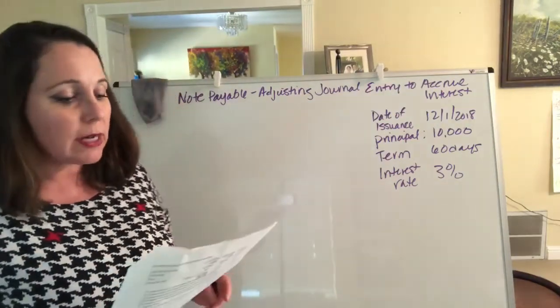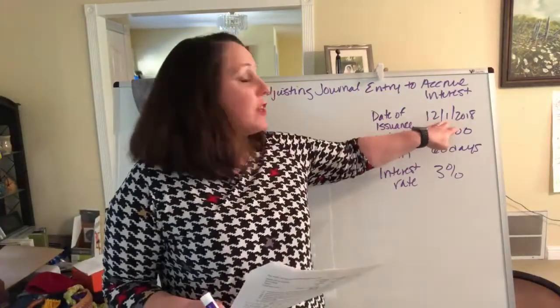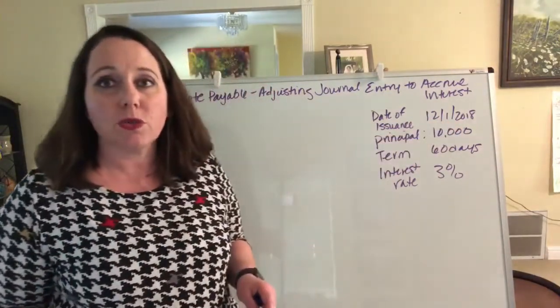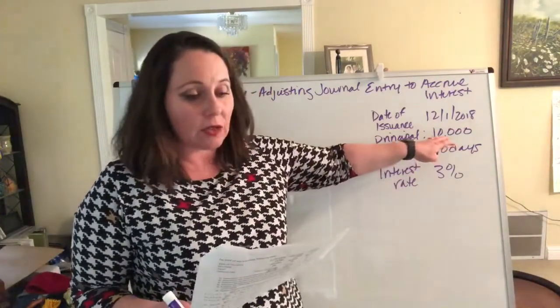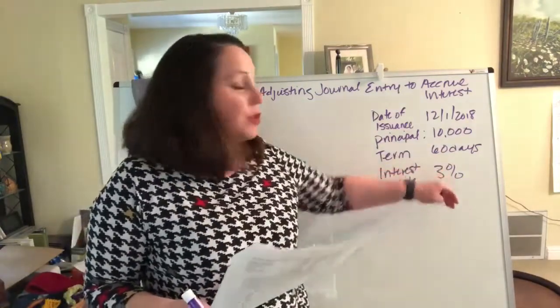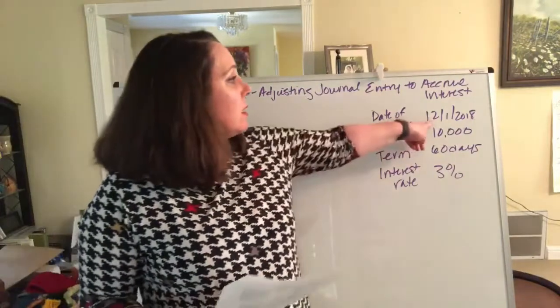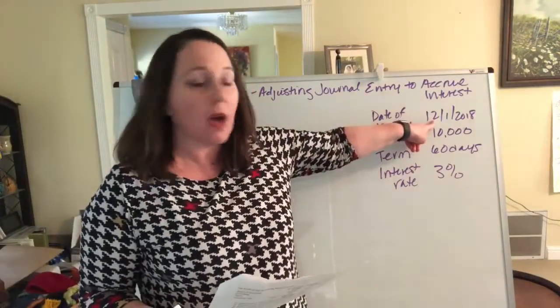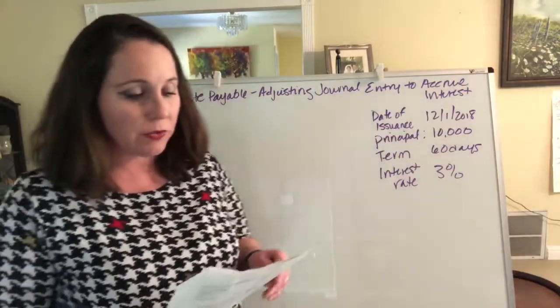Okay, so our example is we have a note payable. The date of issuance is December 1st, 2018, and the principal is $10,000. The term is 60 days, and the interest rate is 3%. So you can see we issued the note on December 1st, and the term is 60 days, so we're for sure going to cross over a year end.